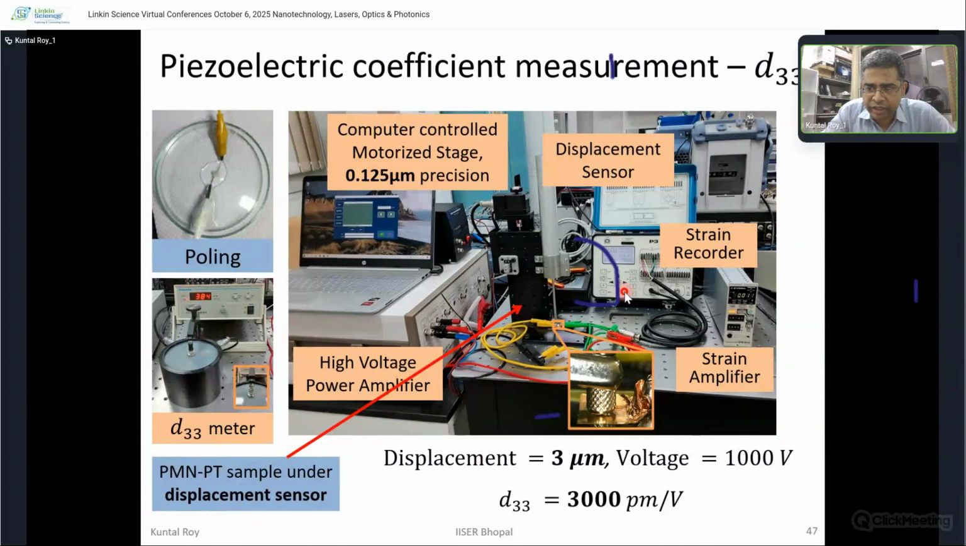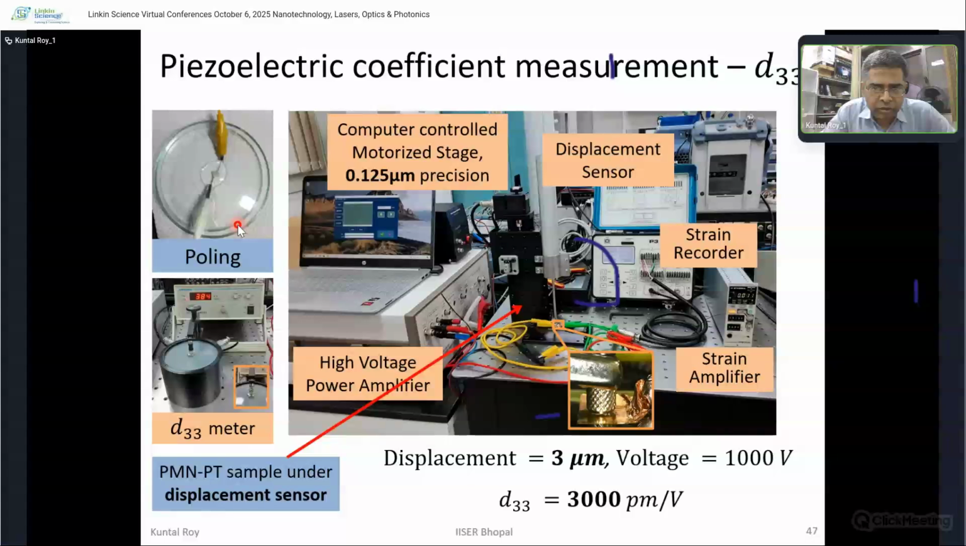There is also a strain recorder and strain amplifier to help with these things, and also we do poling of the wafer, so that these dipole moments align in the same direction before these measurements.